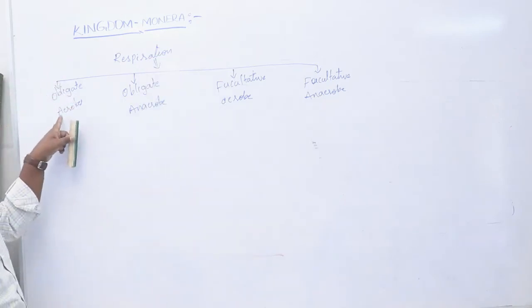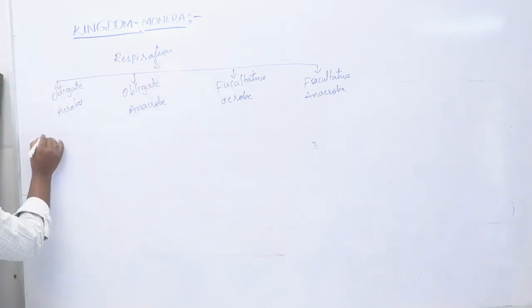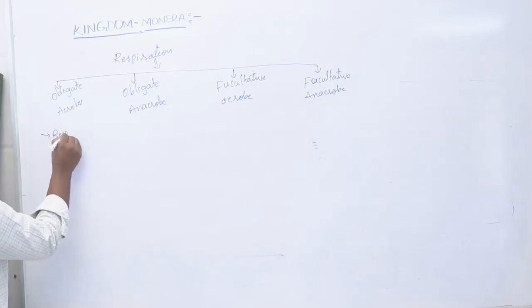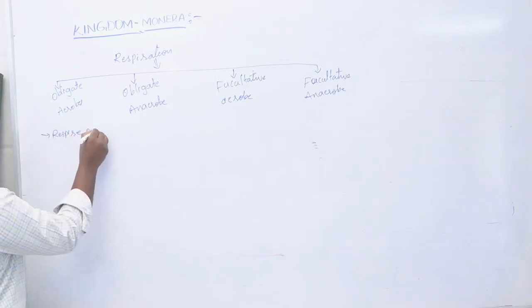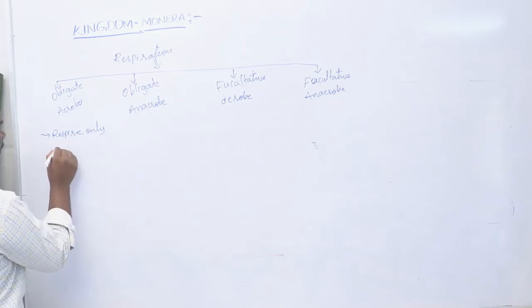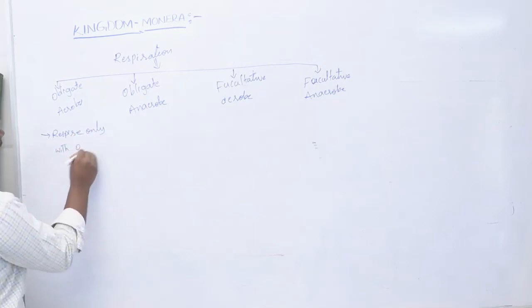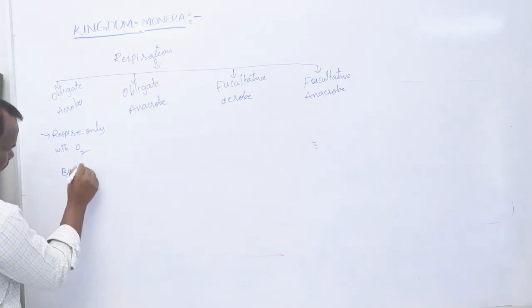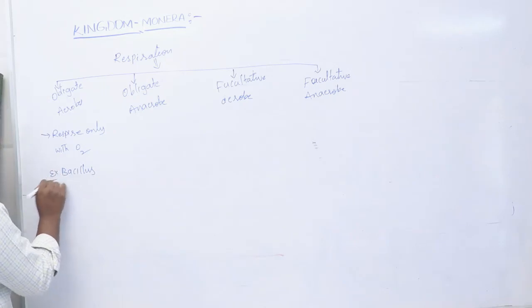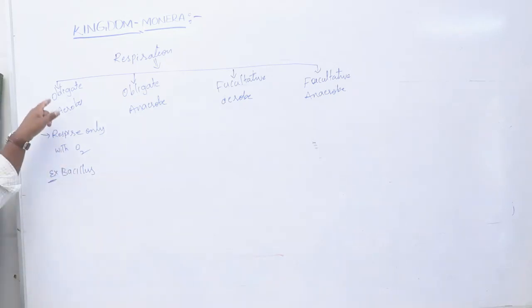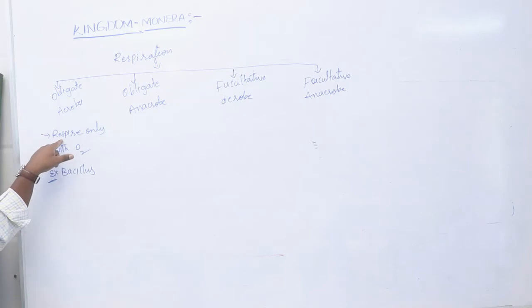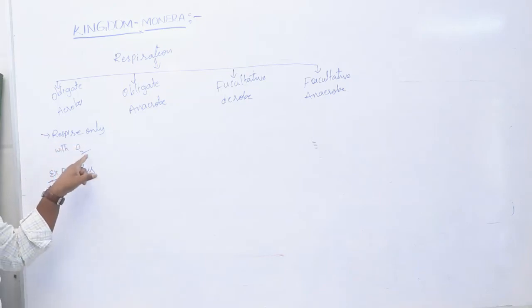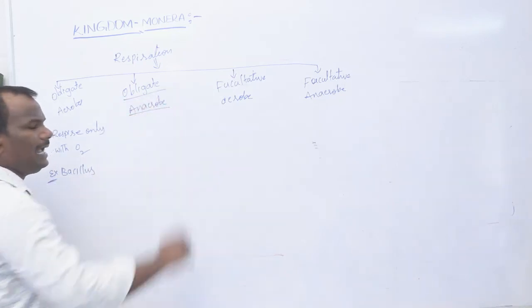First of all, obligate aerobe. This bacteria can respire only with oxygen. The best example is the bacillus bacteria. So obligate aerobe bacteria means bacteria that can respire only with oxygen. Next is the obligate anaerobe.